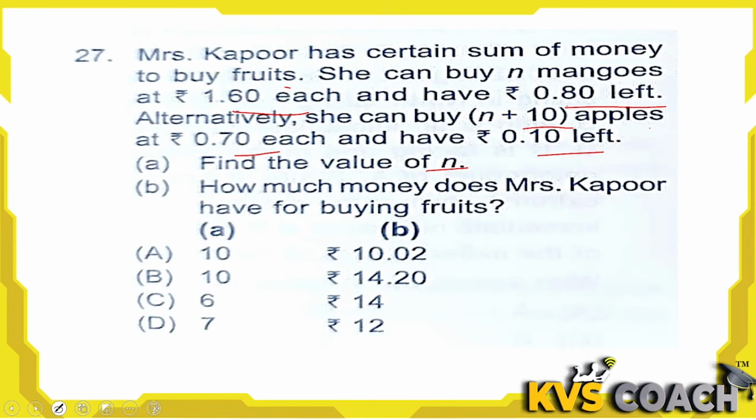So let's take n mangoes, okay, and find the value. So here the question is, let m be the total sum of money of Mrs. Kapoor. Okay, total money is m. Now according to the first condition, she can buy n mangoes at rupees 1.60 each. Okay, and what will be left? 0.80 rupees will be left.